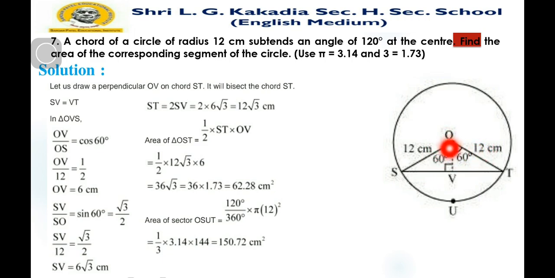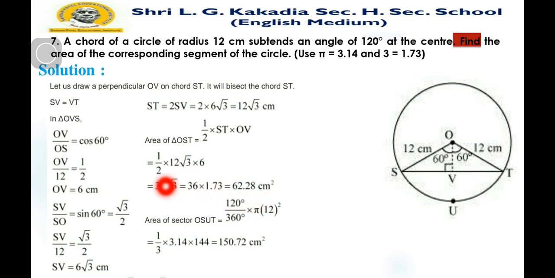So now we want to subtract this triangle from the sector. So we have to find the area of this isosceles triangle. We have the value of altitude and base, so we can find the area of this triangle. Area of triangle OST is half of base ST into altitude OV. So by that way we can find the value of area.